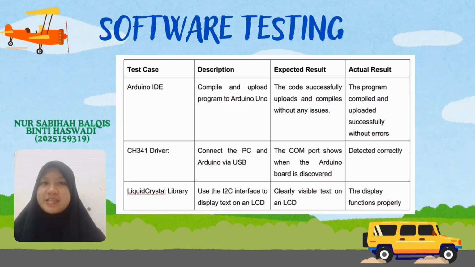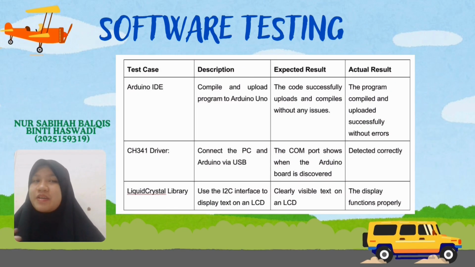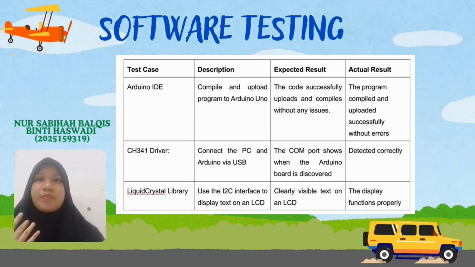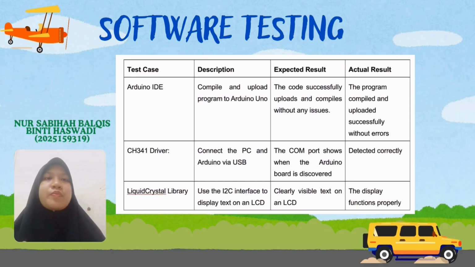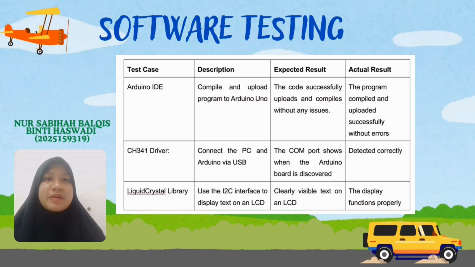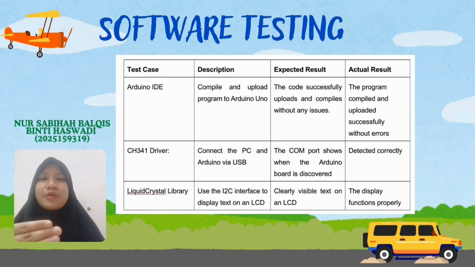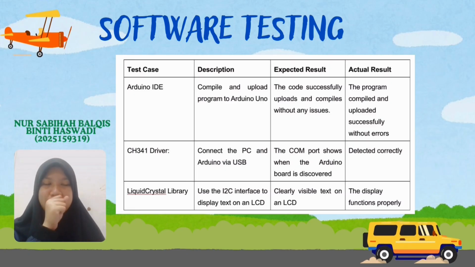Next, for hardware testing, we tested all physical components used in the system. This includes the infrared sensors, servo motor, LCD, Arduino Uno, breadboard, and wiring connections. Each component was tested individually before being integrated as a complete system to ensure proper functionality and stable operation. The infrared sensors were tested by placing an object in front of the sensors to verify their ability to accurately detect vehicle movement at the entrance and exit points.